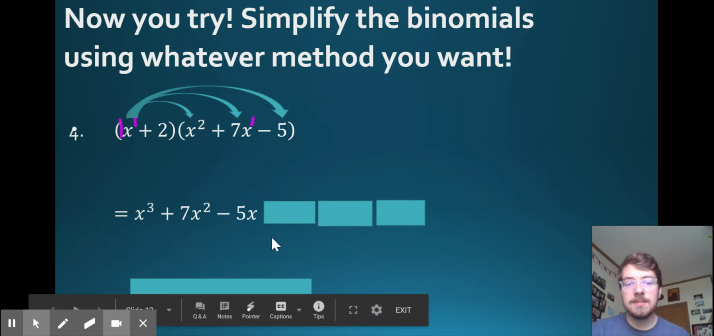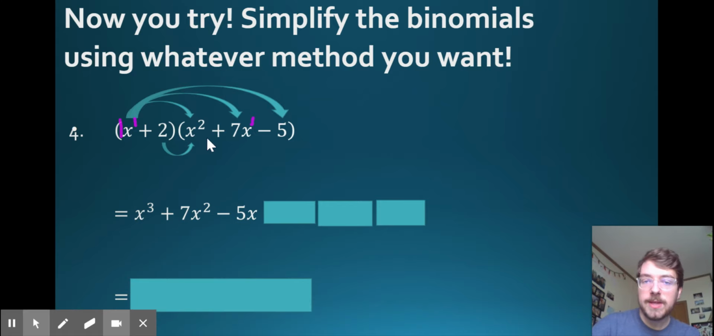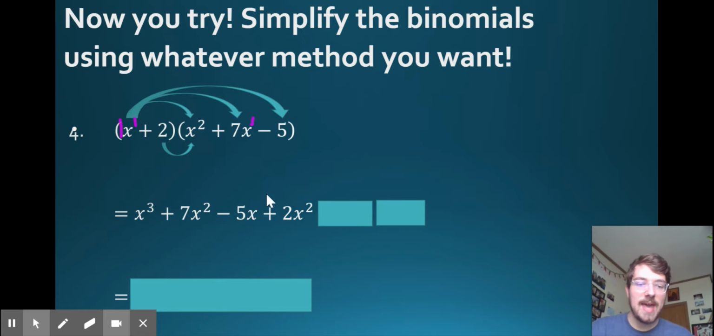Now we got to do it all again, but with the 2. So I've got 2 times x to the second power, which I got a number, I got a variable, slap them together. So I got plus 2x squared because they're both positive.